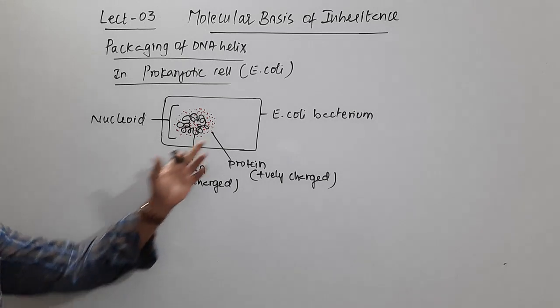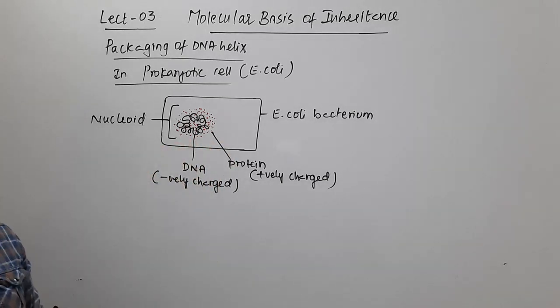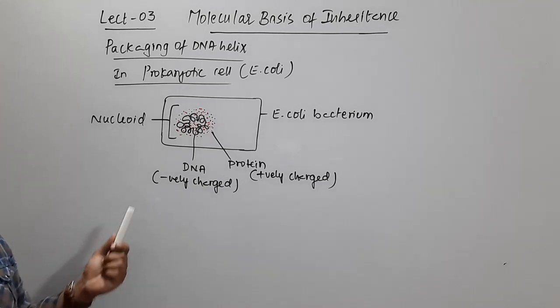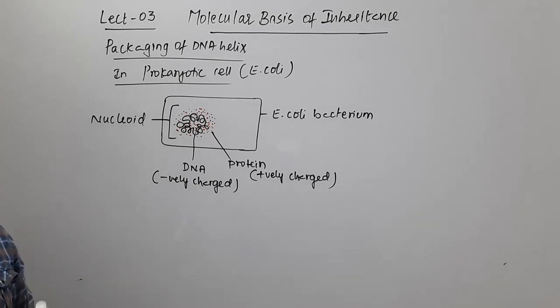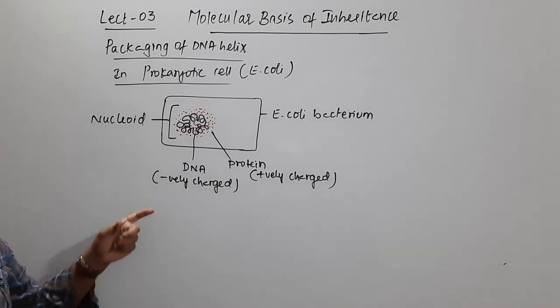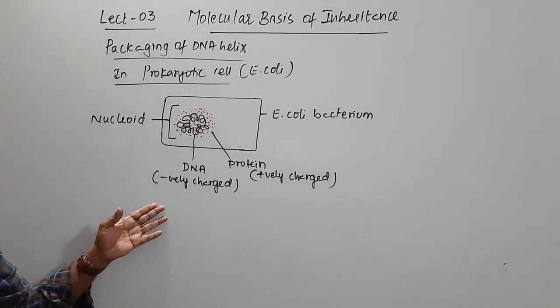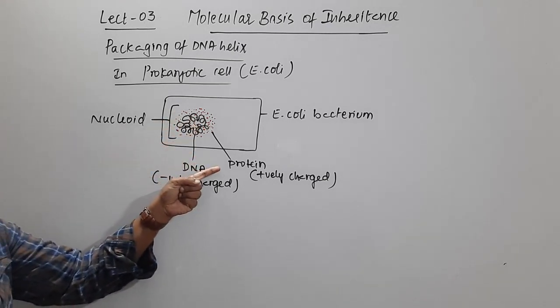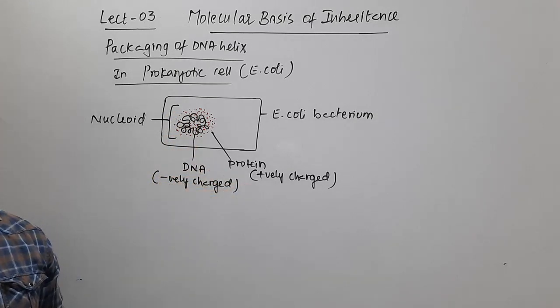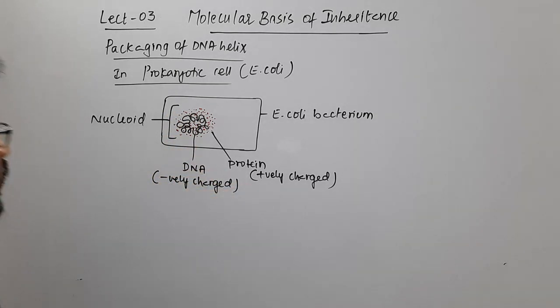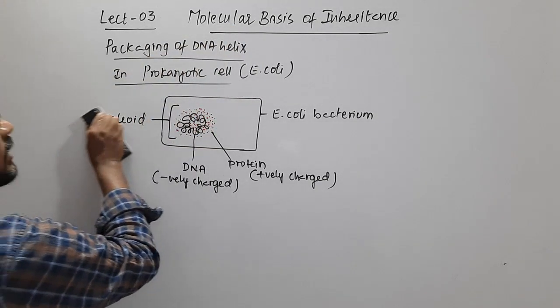So here there is less organization in the case of prokaryotic cells. But when coming to a eukaryotic cell, histone proteins are present along with the DNA, and the packaging is seen in a very orderly manner, that we don't see in the case of a prokaryotic cell. So this is how we see it in a prokaryotic cell, the DNA which is surrounded by proteins which are positively charged.